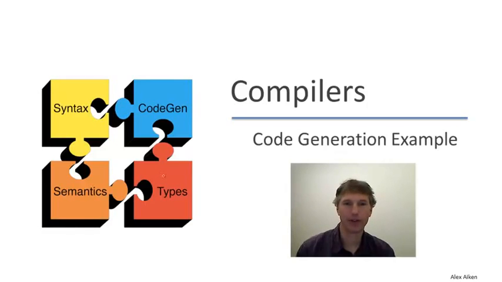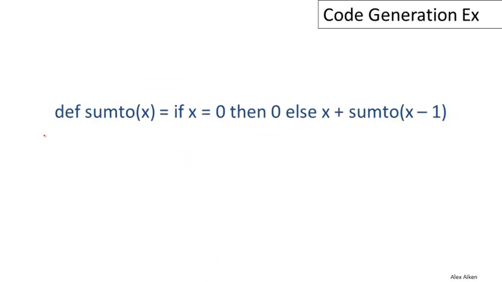In this video, we're going to generate code for a small example program. The program we'll take a look at takes a positive integer x and sums all the numbers from 0 up to x. So if x is 0, then the result is 0. Otherwise, it is x plus the sum of all the numbers up to x minus 1. So this isn't a very interesting program, but it does illustrate all of the features that we discussed in the previous couple of videos.